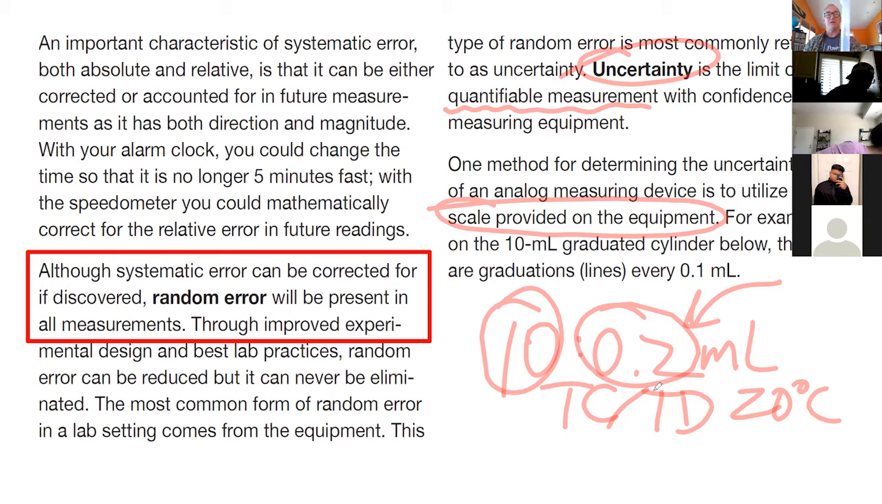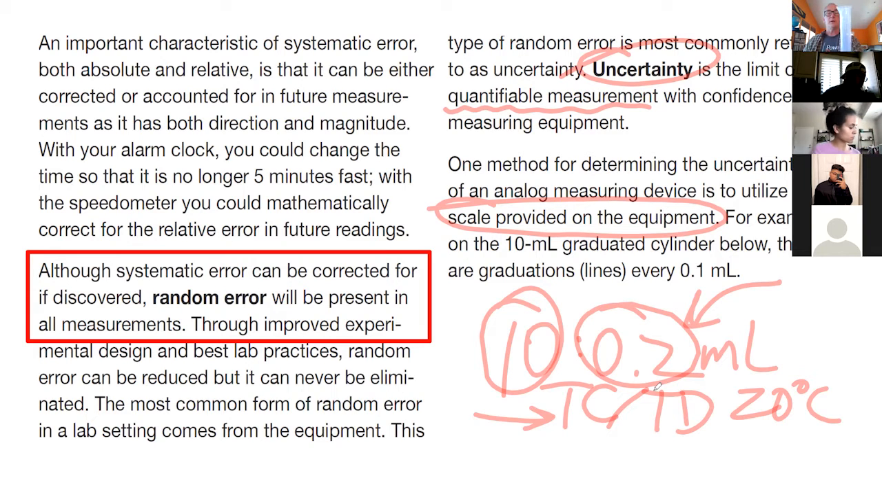So it tells you how many measurements there are on the cylinder. It measures 10 mils. There is a division every 0.2 mils, meaning that there are 50 divisions up and down the cylinder. So it gives you an idea of the accuracy of your measurement, that you should be able to measure things within 0.2 of a mil. Now, these down here, TC and TD, you're probably not familiar with these.